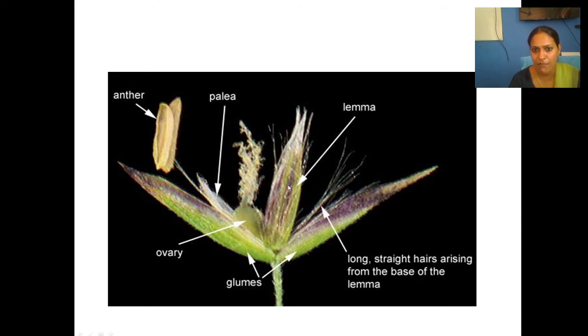this is a lemma. Lemma is what? Lemma is having a tip. In this tip there is an awn. Oh, there's another additional appendage and all. Here you could see that a lot of hairs are there. Okay, and this is about the features of our spikelet.